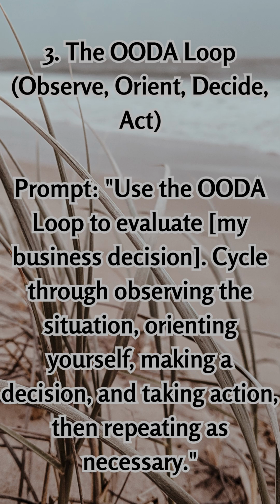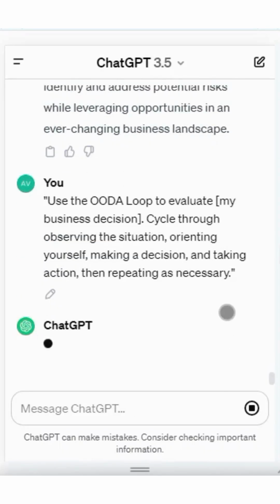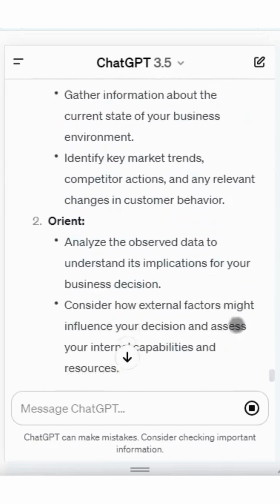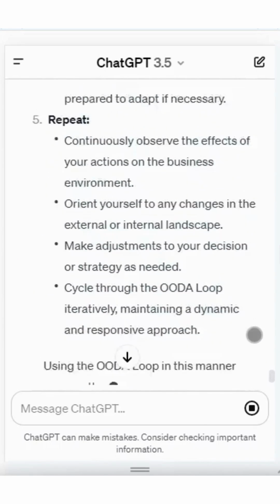3. The OODA Loop. Observe, orient, decide, act. Prompt: use the OODA loop to evaluate my business decision. Cycle through observing the situation, orienting yourself, making a decision, and taking action, then repeating as necessary.